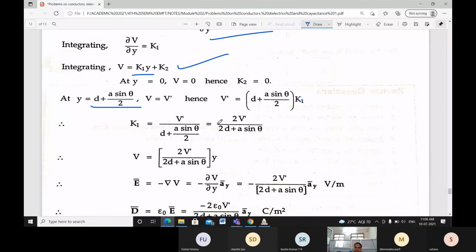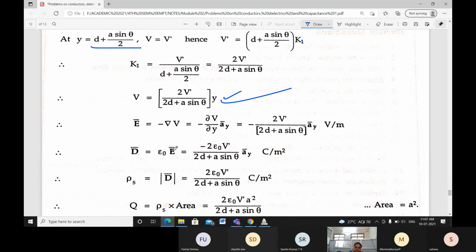If I substitute, simplify, and take the LCM, we get 2 V dash divided by 2d plus a sin theta. Then V is going to be 2 V dash divided by 2d plus a sin theta times y. Then electric field intensity is going to be minus del V. That's minus dou V divided by dou y into ay. We got V. Therefore, it will be minus 2 V dash divided by 2d plus a sin theta into ay. With respect to y it is 1, so the whole constant remains the same. That is in volts per meter.